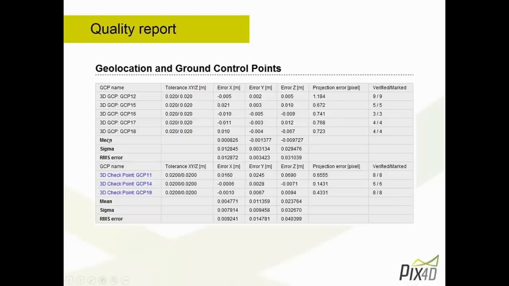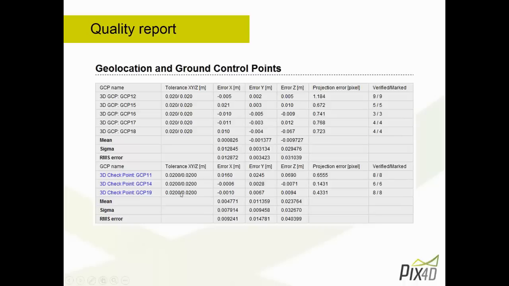So from this ground control point, we're going to compute the mean, the sigma, which is basically the standard deviation, and the root mean square error, which is a combination of the mean and the standard deviation. I get very small error, which is quite normal. Basically, it just means that the software was able to include the GPS measurements with very high accuracy.